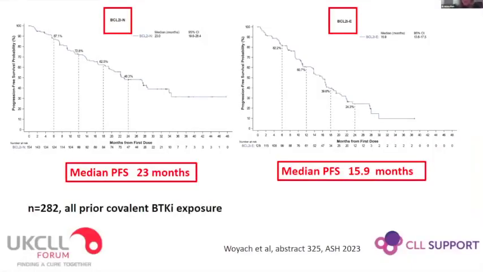The data that was updated at this ASH was looking at how patients treated with pirtobrutinib did if they'd been exposed to a prior... so they've all been exposed to a prior covalent BTK inhibitor, but it's whether they've been exposed to venetoclax or another BCL2 inhibitor in the past. We've got the BCL2 inhibitor naive patients on the left, the BCL2 inhibitor exposed patients on the right. And you can see that the patients who are naive to BCL2 inhibitors are actually responding better to pirtobrutinib than the double refractory patients who've previously been exposed to both a covalent BTKI and a BCL2 inhibitor.